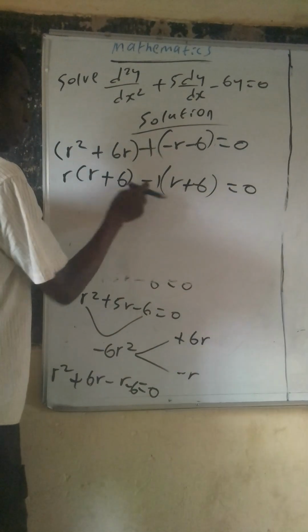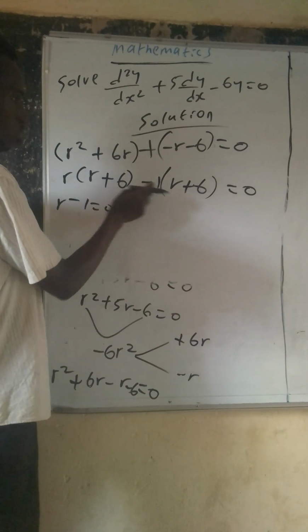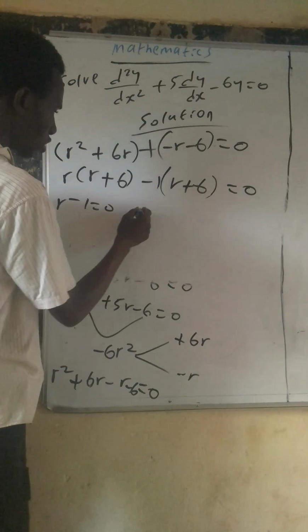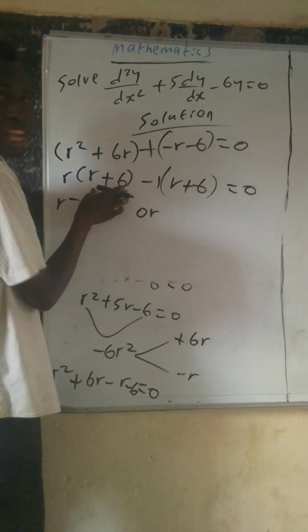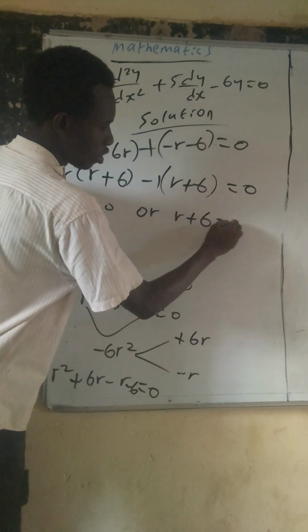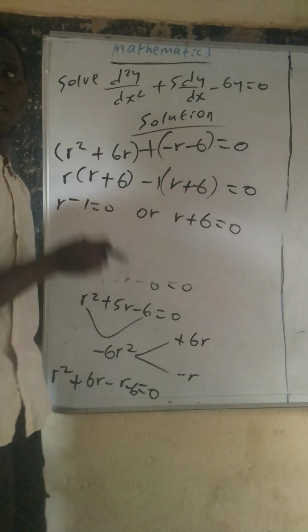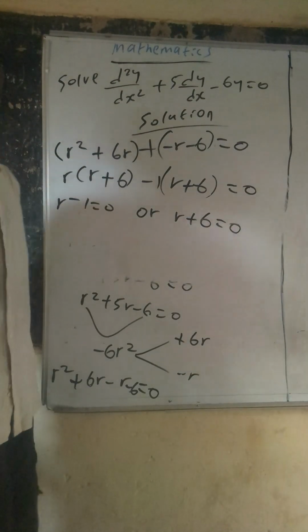So according to factorization, we are going to have r minus 1 equals 0, or r plus 6 equals 0. Make sure that this and this one are the same. If they are not the same, that means you are wrong.